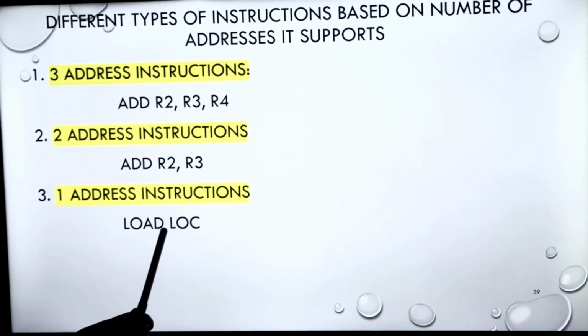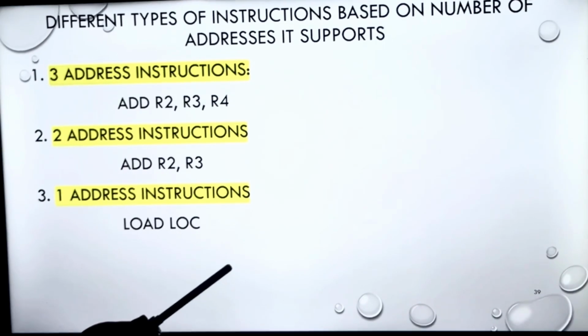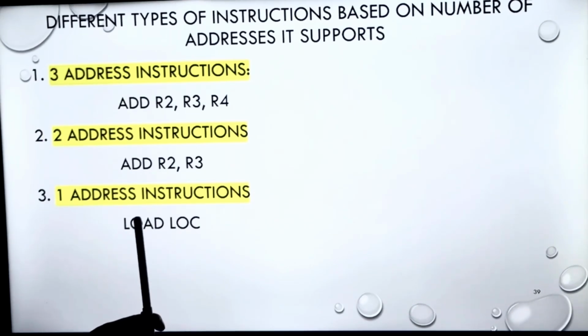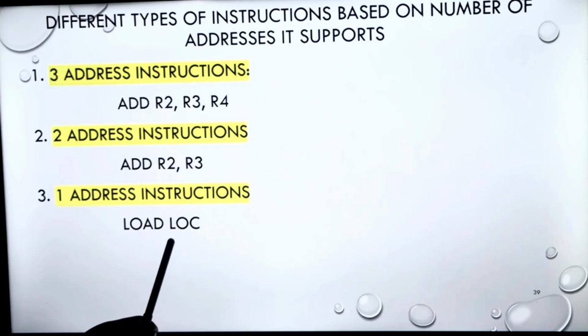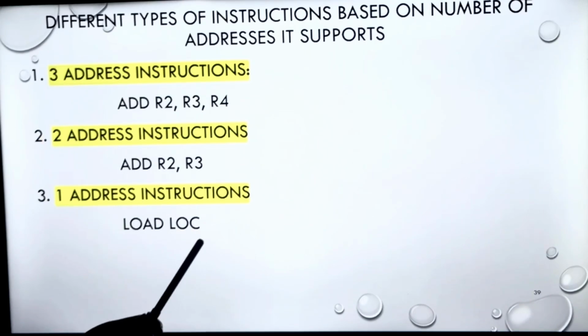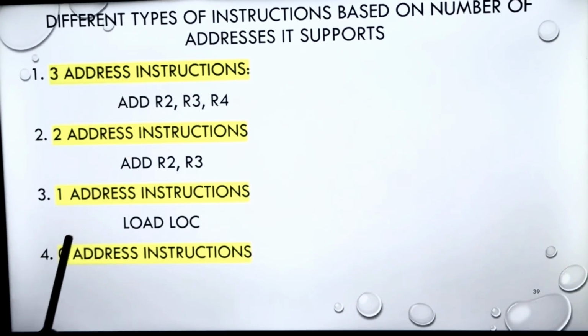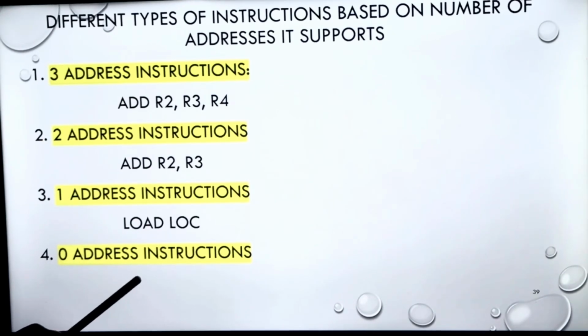So I am writing load location. It means your compiler will understand that I have to load something from this particular memory location and store it to the accumulator, a register. This accumulator is used to store the data whenever we use one address instructions like that. So no need to mention where to store. I know the location. By default it's the accumulator. Fine. So we have, interestingly, one more type of address instruction, which is zero address instructions.